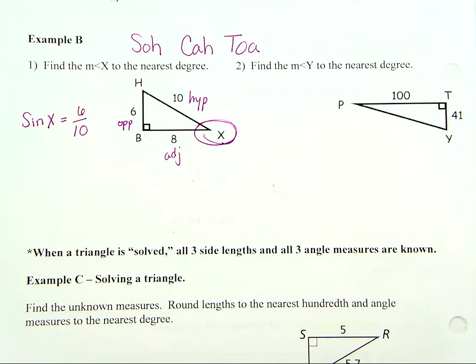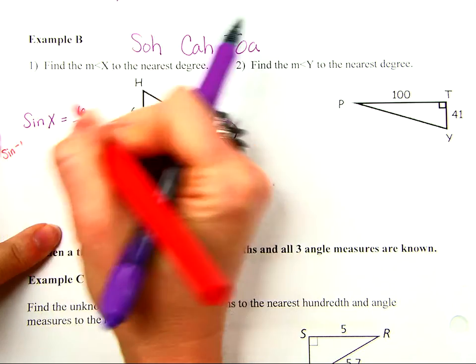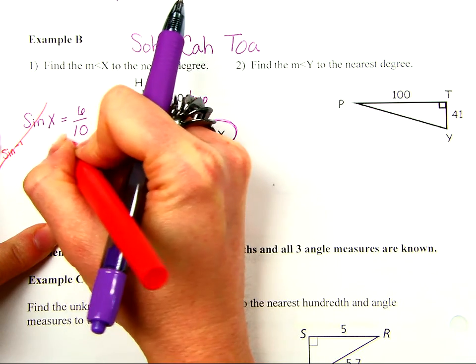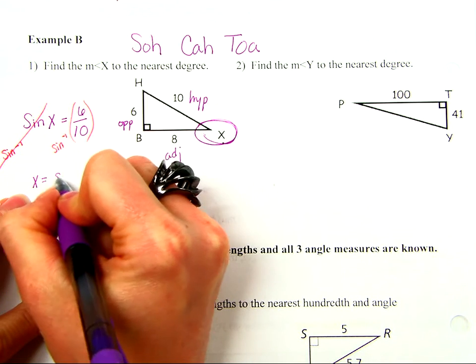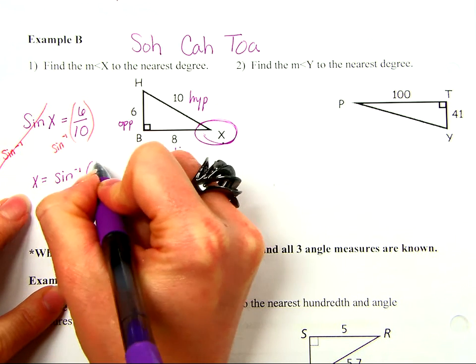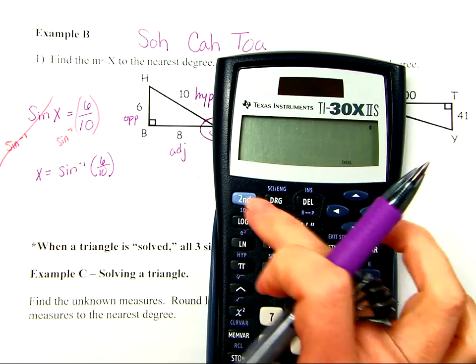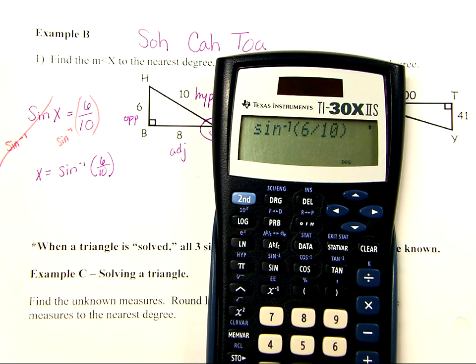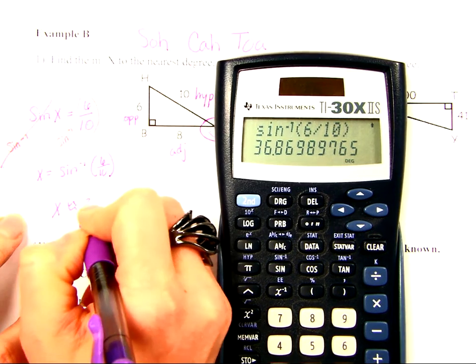And we simply need to find our angle measure. So I know that if I take the inverse sine, I'm left with x, but what I do on one side, I have to do on the other. And so x is equal to the inverse sine of 6 over 10. Rounding to the nearest degree, we're going to find out that angle x is approximately 37 degrees.